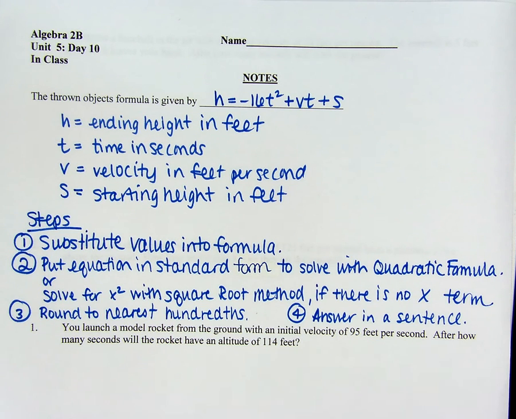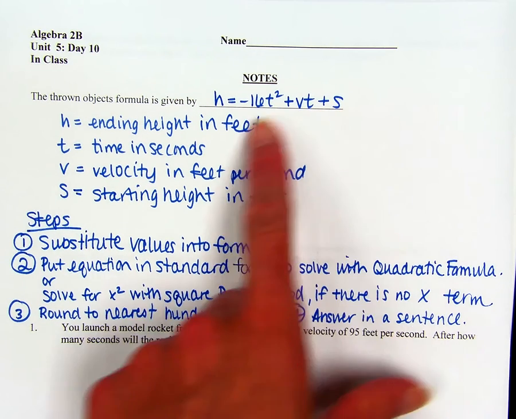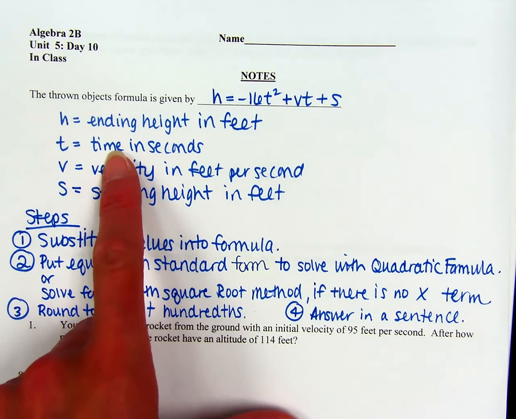Alright, so today is the last day of Unit 5, and we are going to use the concepts that we've been doing throughout the chapter and relating it to word problems. So you need a formula. It's the thrown object formula. It's h equals negative 16t squared plus vt plus s. This is an s. And t represents time.